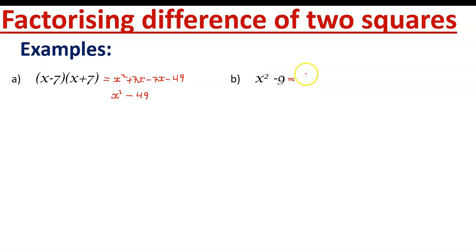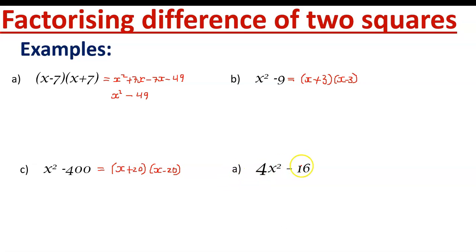The square root of x squared is x. The square root of 9 is 3. One time you add it, and one time you take it away. The order doesn't matter. You can write minus here and plus here, or the other way around. Here I've got another difference of two squares. That's x. This one is 20, because the square root of 400 is 20. So that's how you do it.